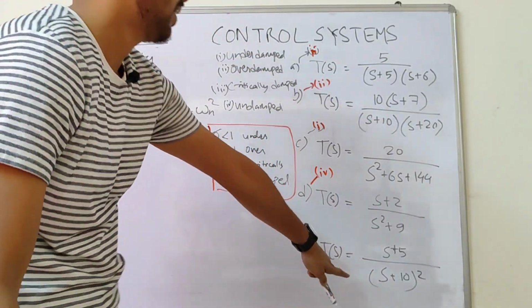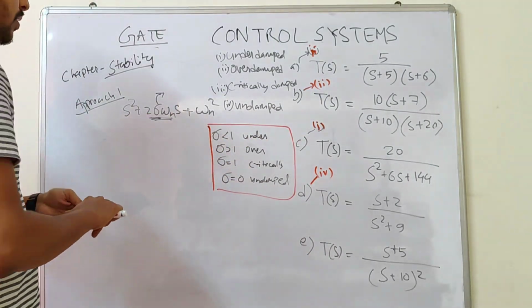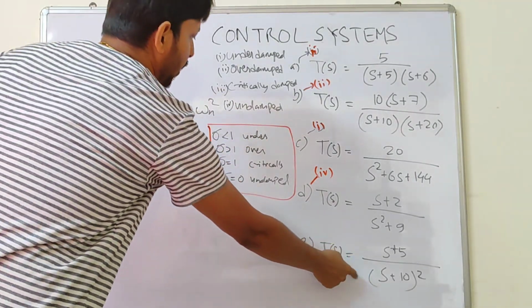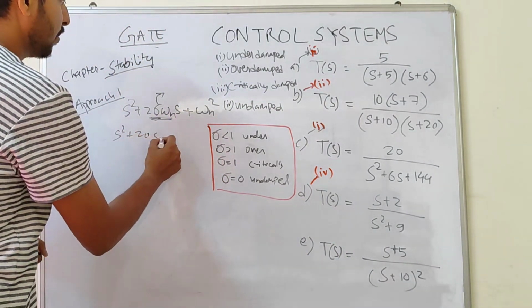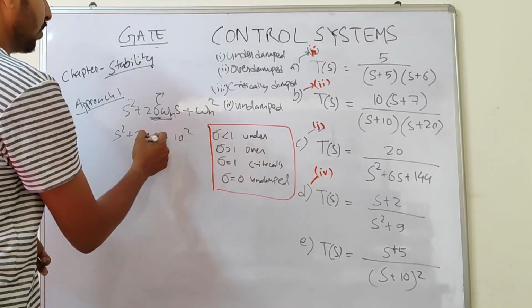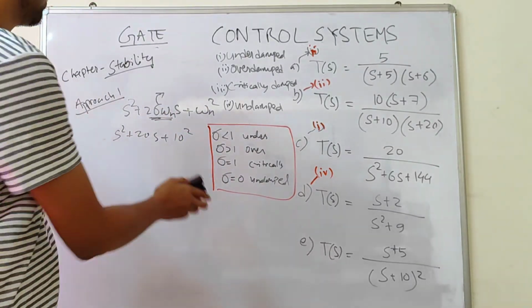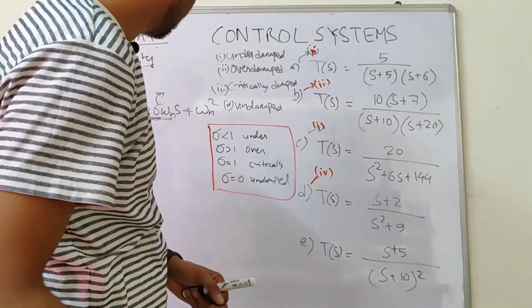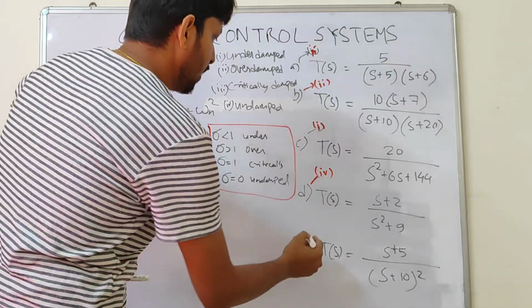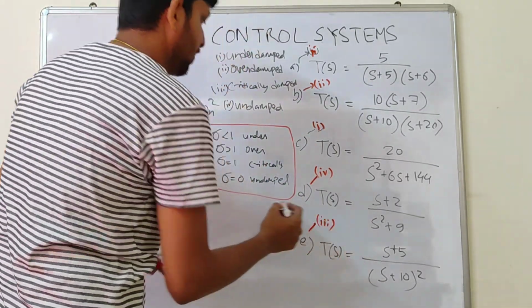So this will be a perfect square, right? S square plus 2 omega n s plus omega n square. So here the sigma is exactly 1, right? Because if you write this, this will be (s plus 10) square. So this sigma has to be equal to 1. So then this is your critically damped. Critically damped is 3.